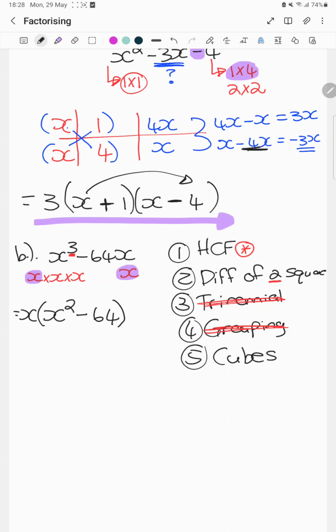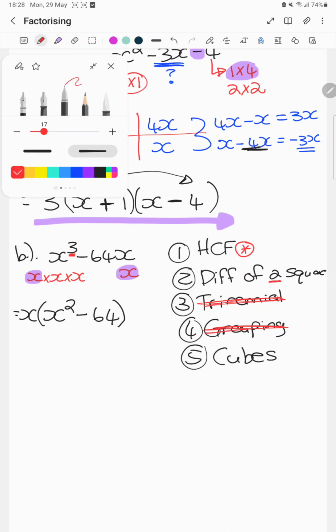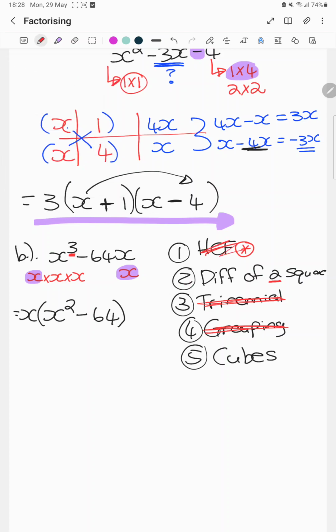Okay, now we don't know if we're done yet, so let's quickly eliminate further. So we already used the HCF. There's no longer a cube. However, now I possibly have a difference of 2 squares. Now just remember your 3 conditions for a difference of 2 squares. First thing, there has to be a negative, which there is. Alright, there has to be 2 terms, which there is. And all my numbers have to be perfect squares. Alright, so the square root of 64 gives me 8, and that is in fact a perfect square.